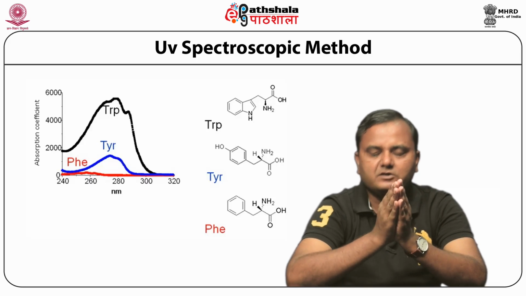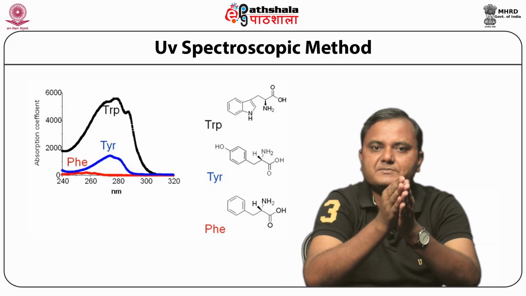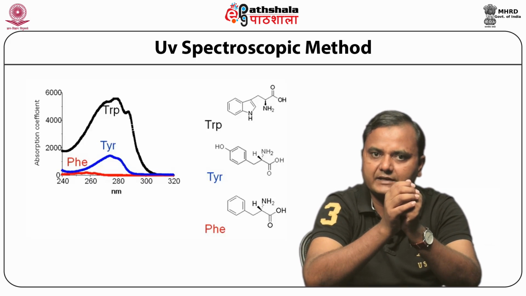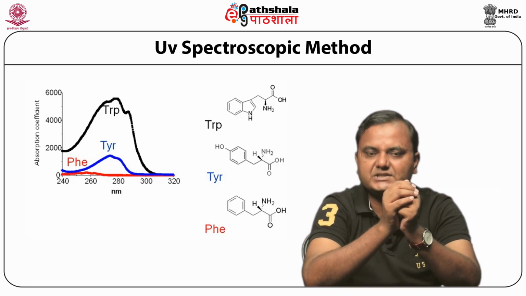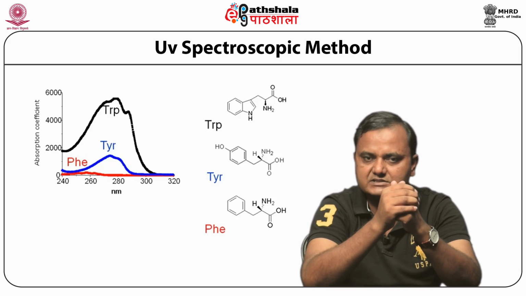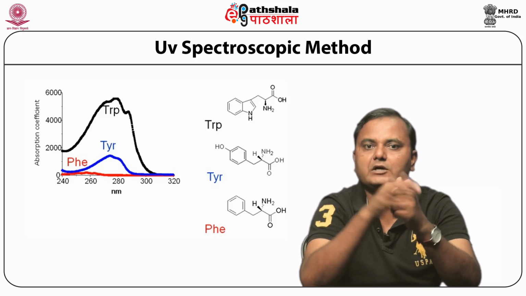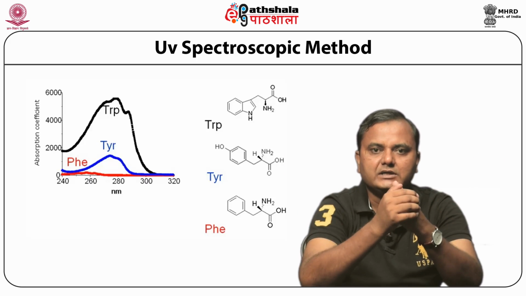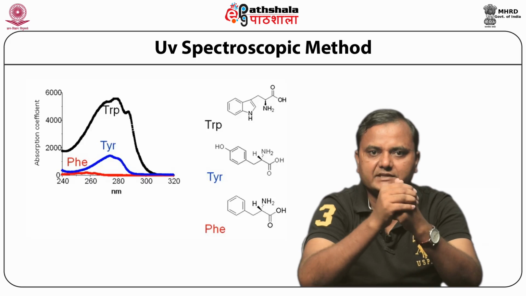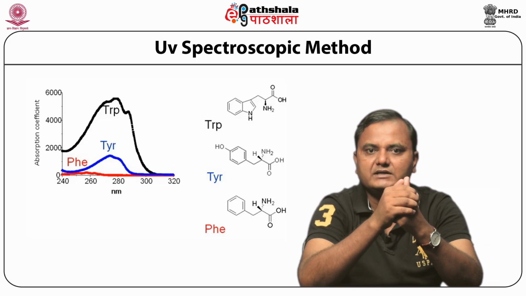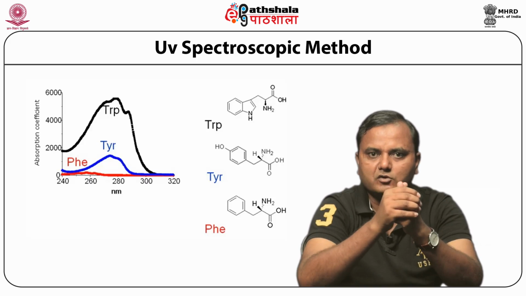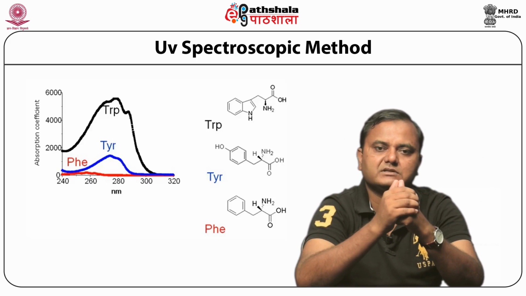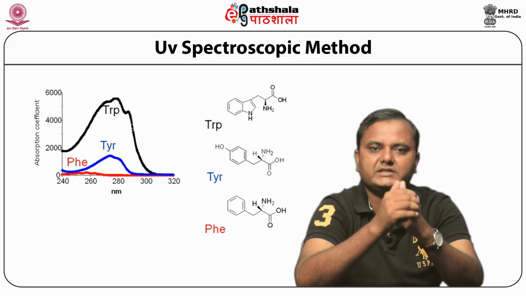The optical density of the protein solution depends on the three chromophores, as you can see: tryptophan, tyrosine and phenylalanine. This is the absorption spectrum of all three amino acids in free solution. You can see the contribution of tryptophan is the maximum because it has two aromatic rings, while tyrosine is a little bit lower, and phenylalanine is very low. But anyway, all these three chromophores are majorly responsible for the absorption of protein at 280 nanometer.